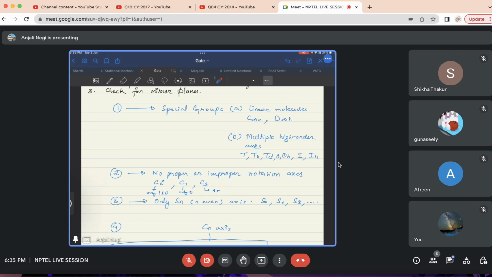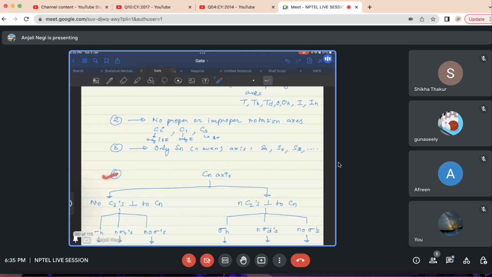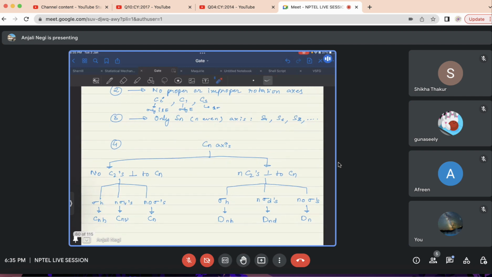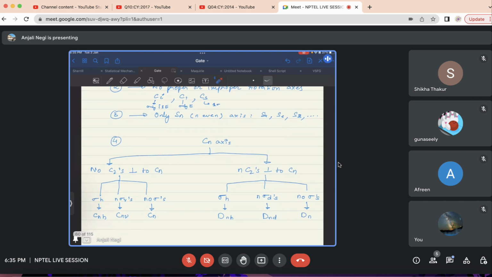In the third step, only Sn, where n is even, exists. So you can write the point group as S4, S6, S8, etc. Now the fourth step is important to us because the problem that we have in our hand belongs to step number 4, that is, we have a Cn axis present.